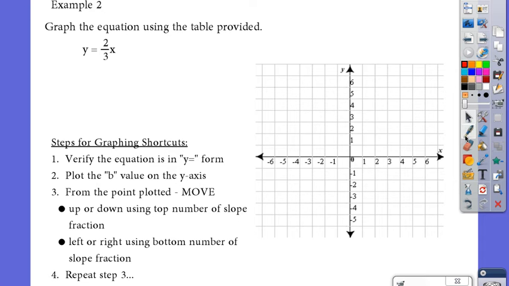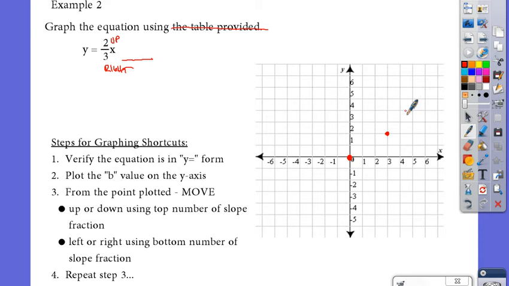From that point we're going to first plot our b value. So I look at this and I say, okay, well, there is no b value. Well, if there is no b value, then we assume that the b value is 0. So that's a plus 0. That means our graph starts at the origin. All right, again, our slope now is a fraction. So this would be up, and this would be right because they're both positive. So I go up 2 over 3.